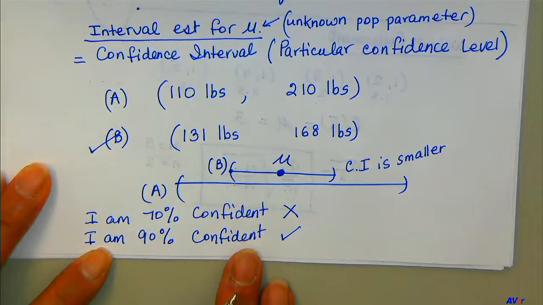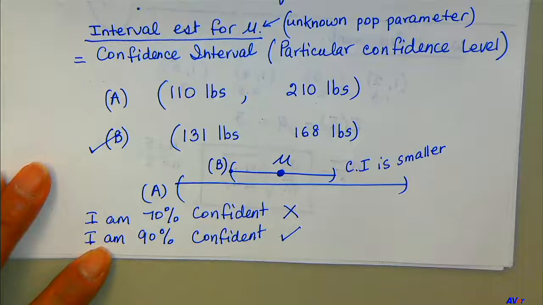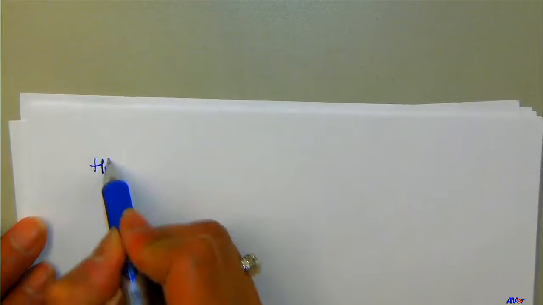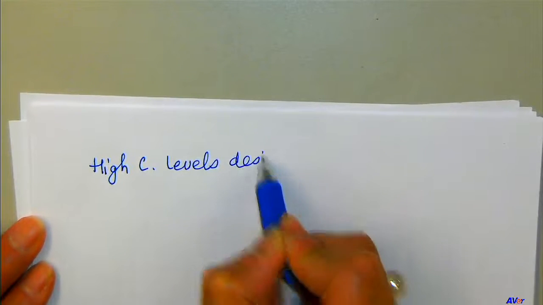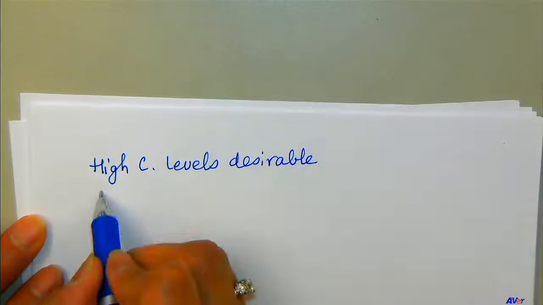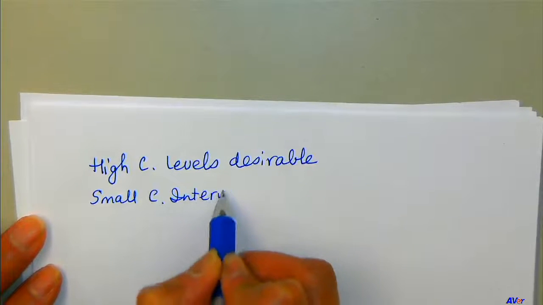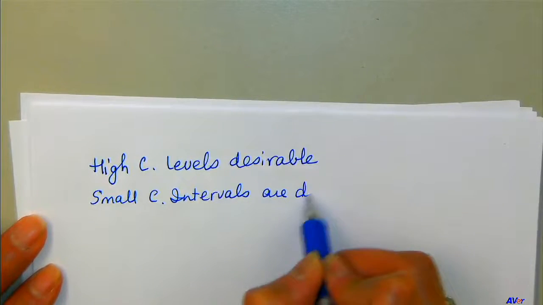Saying that I'm 70% sure that the mean weight lies between 110 and 210 is not saying very much at all. First of all, you're not too confident, and second, the interval is so big that you cannot zero in on what the mu is. Okay, so high confidence levels are desirable, and small confidence intervals are desirable.